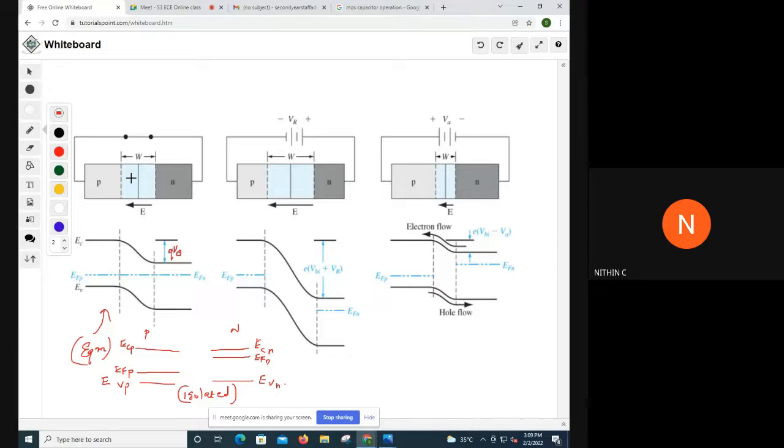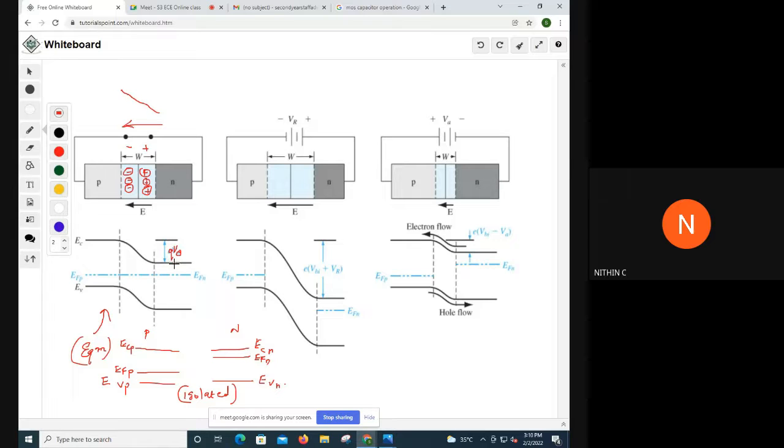So here, as already mentioned, on the P side you will be having negative immobile ions in the depletion region, and here you will be having positive immobile ions in the depletion region. So what will be the direction of the electric field? From positive to negative. In that direction, upwards will be the bend. So that is what happened here. There is an upward bend from positive to negative, and this distance will be QV0.